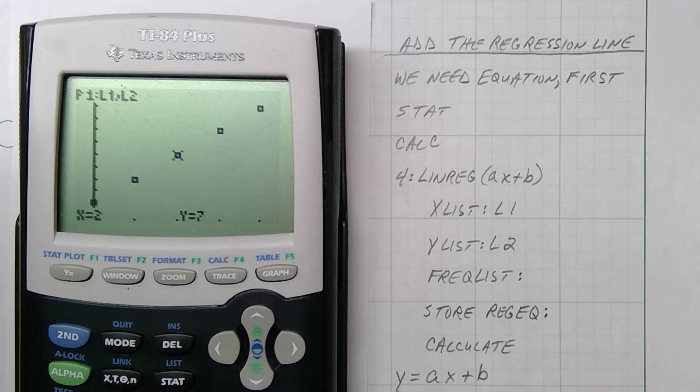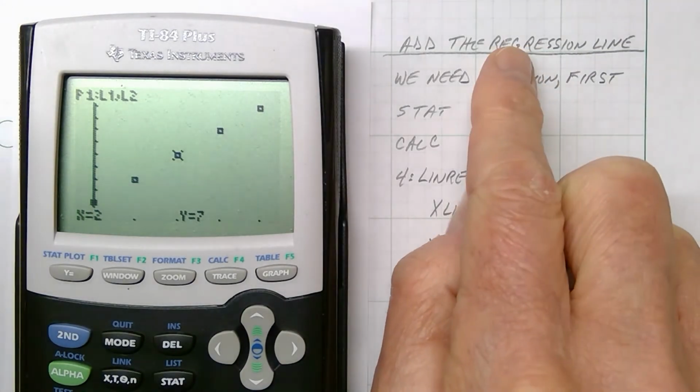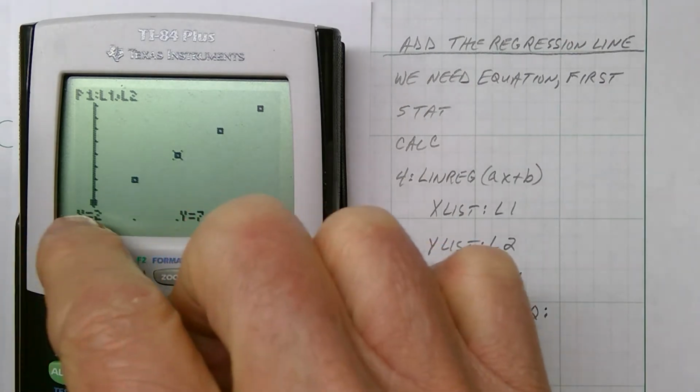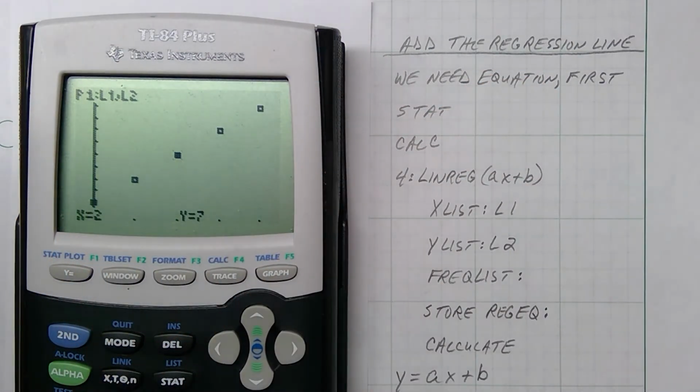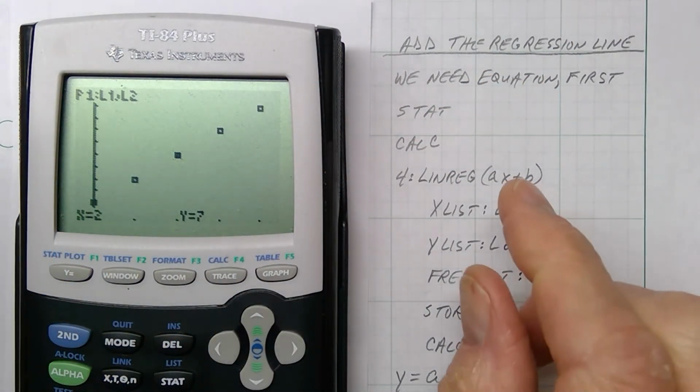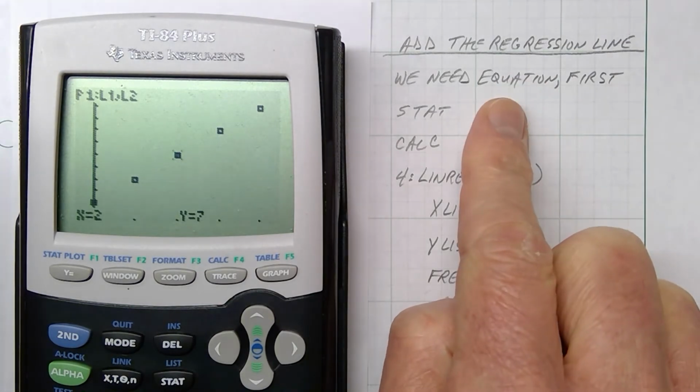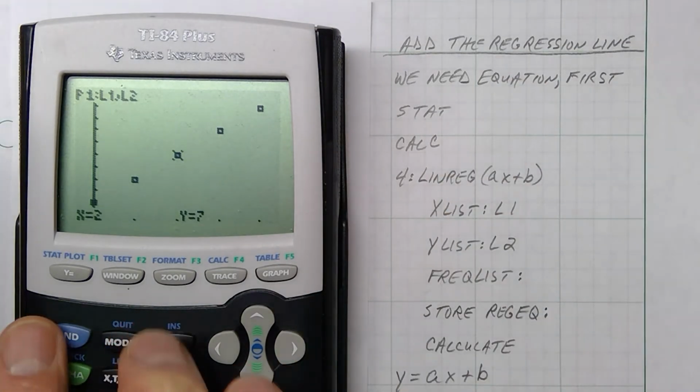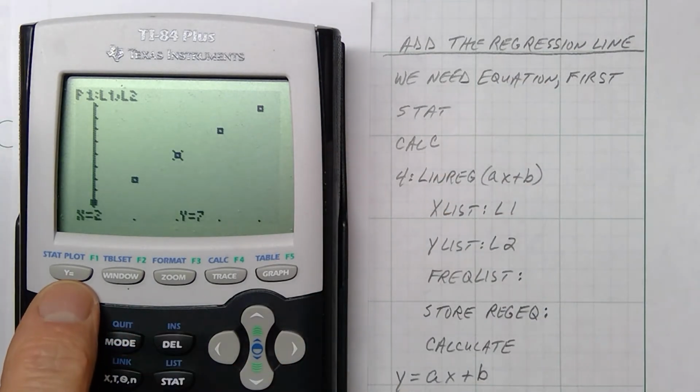All right, now I want to add the regression line. Okay, I want to add the regression line, so I want to draw a line through these points, as good as I can, the best line that I can. Well, first I need an equation. Once I get an equation, I'm going to put it right here in the y equals button, but I got to come up with an equation first.